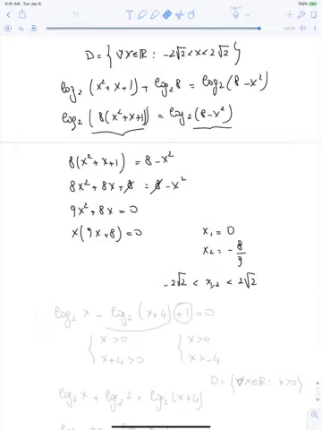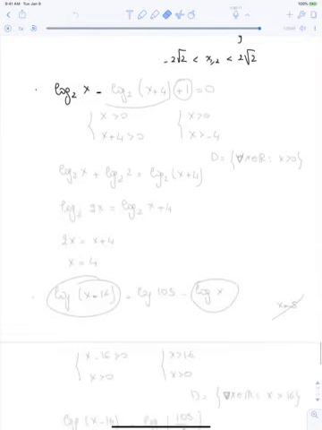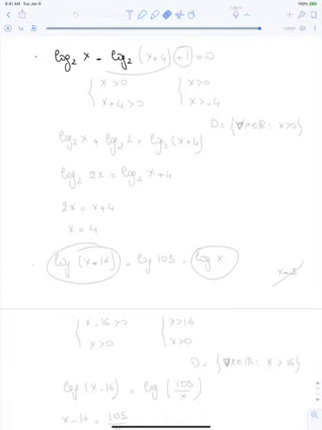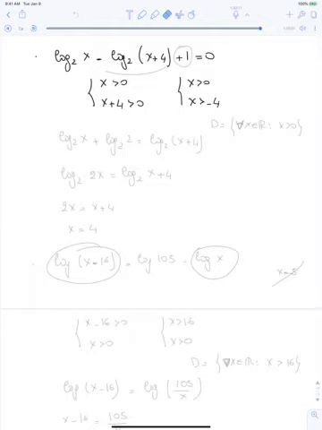Let's look at a couple of other examples, just so you get familiar with these. The log base 2 of x minus the log base 2 of x plus 4 plus 1 is equal to 0. Now again, we study the domain. This is pretty simple. x greater than 0 and x plus 4 greater than 0. So it's x greater than 0, x greater than minus 4. So the domain is x greater than 0, or all the x's in the set of real numbers such that x is greater than 0.